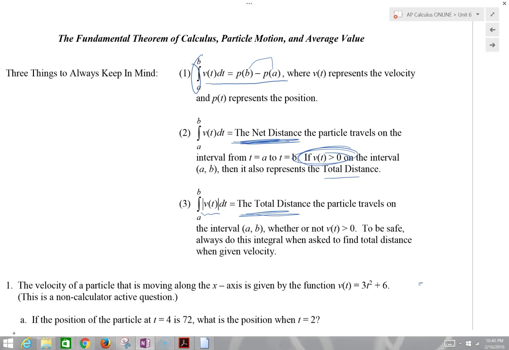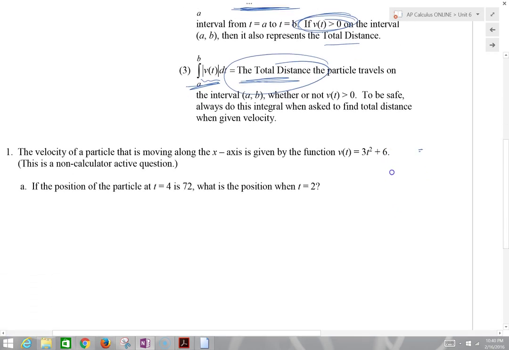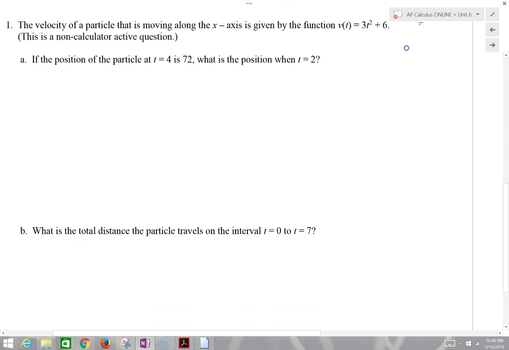And it doesn't really matter. We can always calculate the total distance using this, whether or not v of t is greater than 0 or less than 0. To be safe, you can always do this when asked to find the total distance when you're given the velocity. And if you have a calculator, that saves you from having to find the zeros of the velocity where it changes direction.